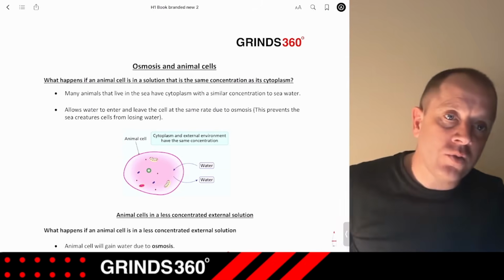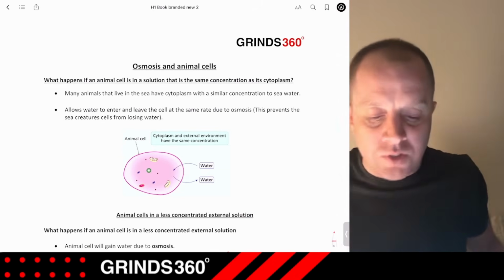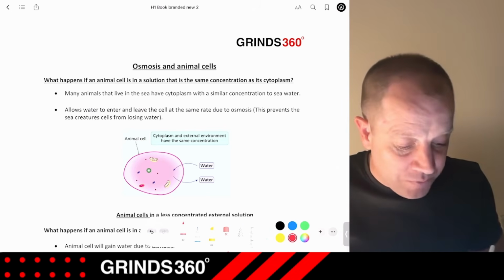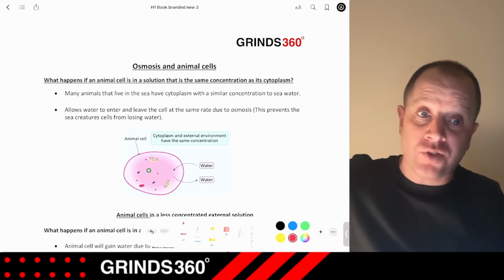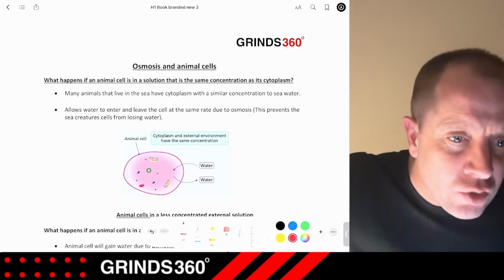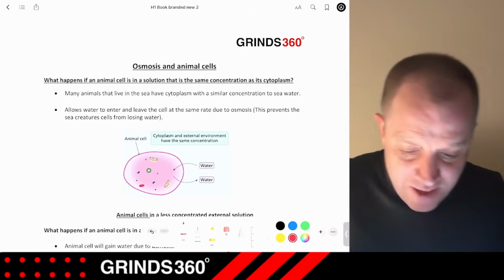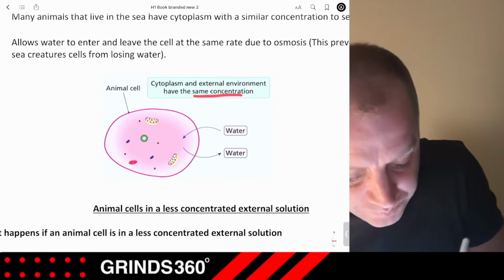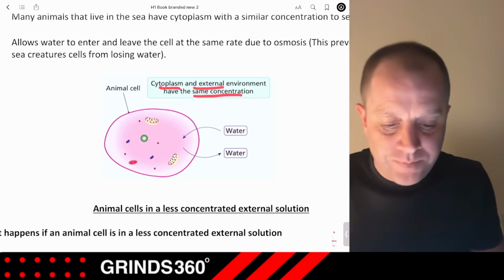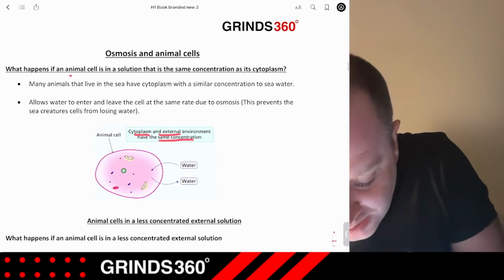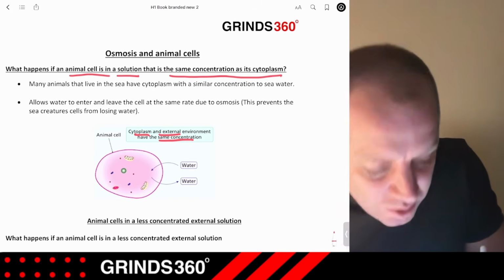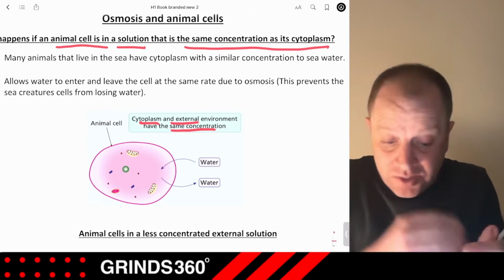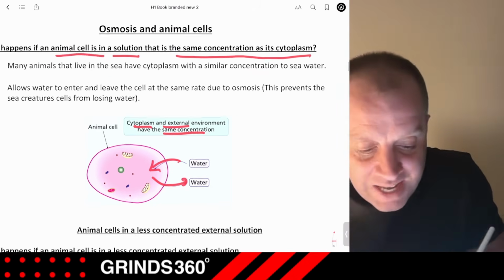Now, we're going to look through this here: osmosis and animal cells. This is quite straightforward if you understand the basics, and hopefully now you do. Water goes from an area of high water concentration to an area of lower water concentration across a selectively permeable membrane. If you look at this, you've got the same water concentration inside and outside. So, if the animal cell is in a solution that has the same concentration as the cytoplasm, with the same water concentration inside the cell as outside the cell, water will move in and out at the same rate.